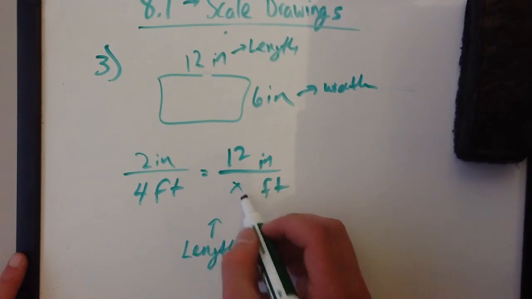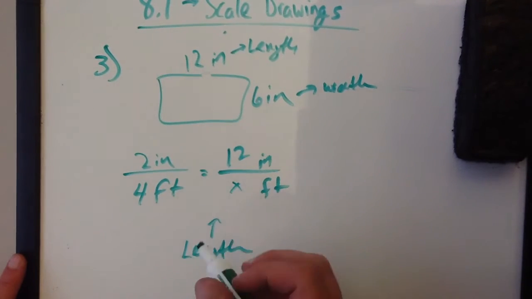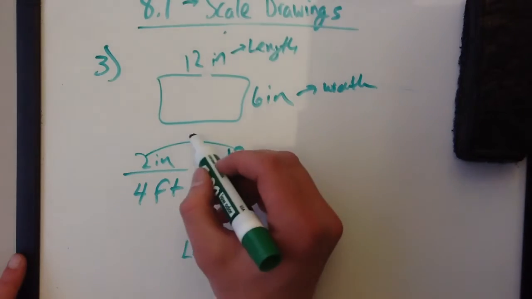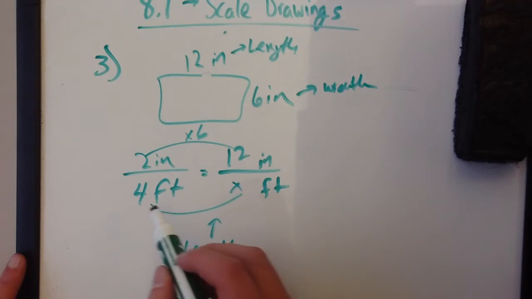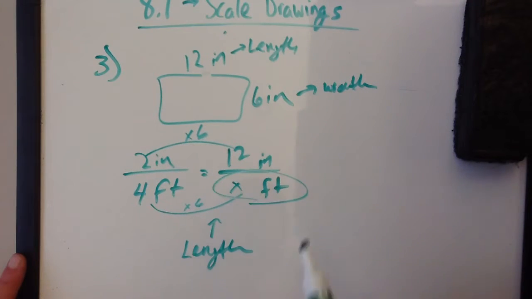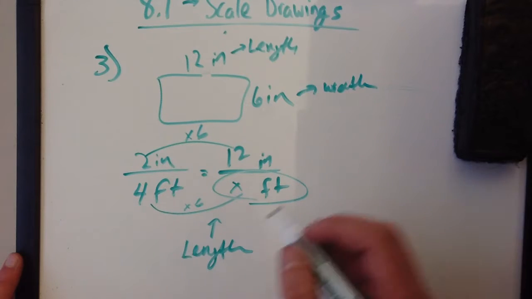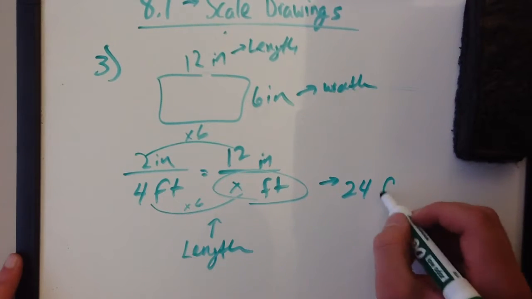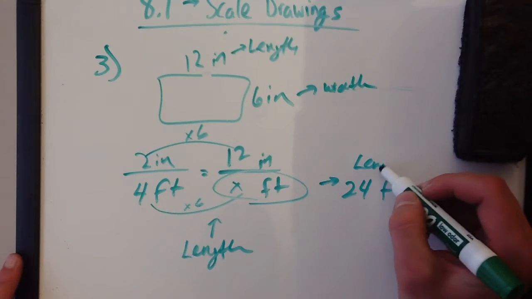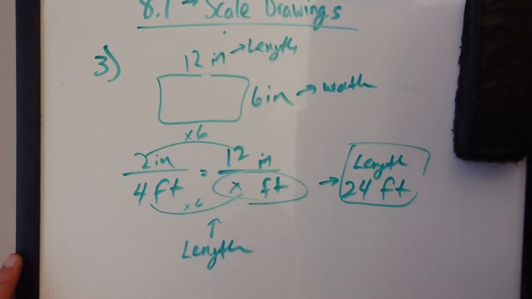Now I've got to solve for the unknown. How many feet is this? Well, to get from 2 to 12, I multiplied by 6. So I do the same thing here. 4 times 6 will give me this unknown amount. Well, 4 times 6 is 24 feet. So the length is 24 feet.